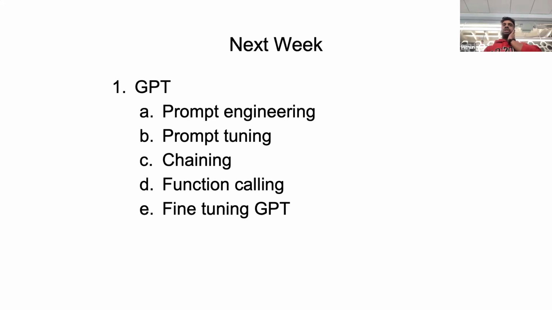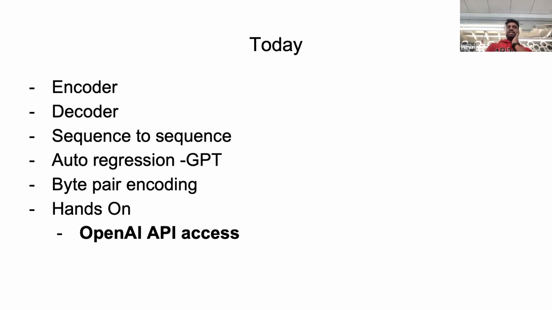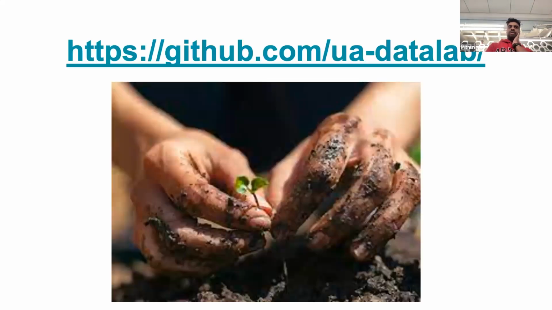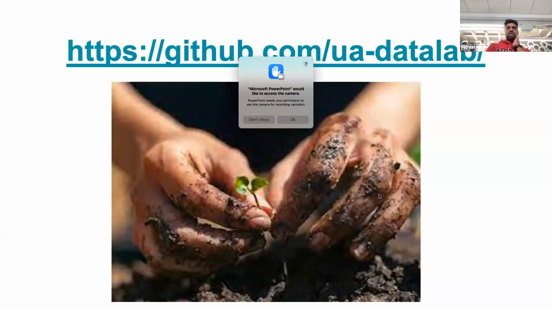So this is what we will try to get to next week: how to do prompt engineering, prompt tuning, and even fine-tuning. My goal is, by the end of the course, you should be able to create a chatbot which is purely fine-tuned on your own data, a chatbot which internally calls GPT. We'll see how we get there. But to get there, we start with how to get API access for OpenAI. So let's go to GitHub.